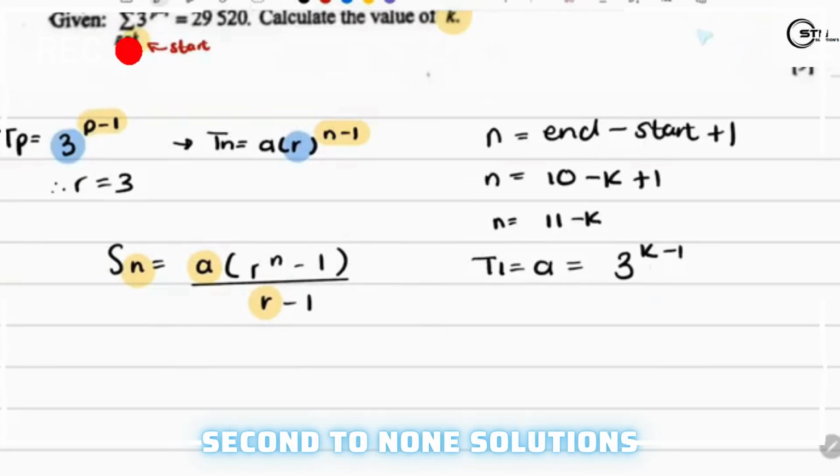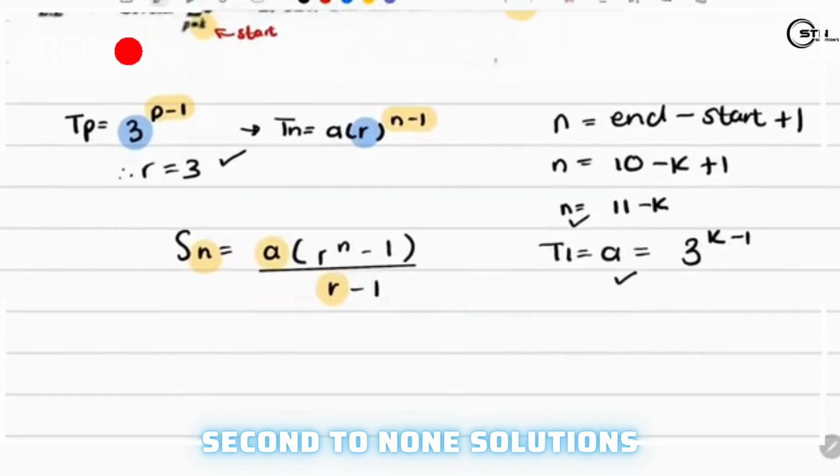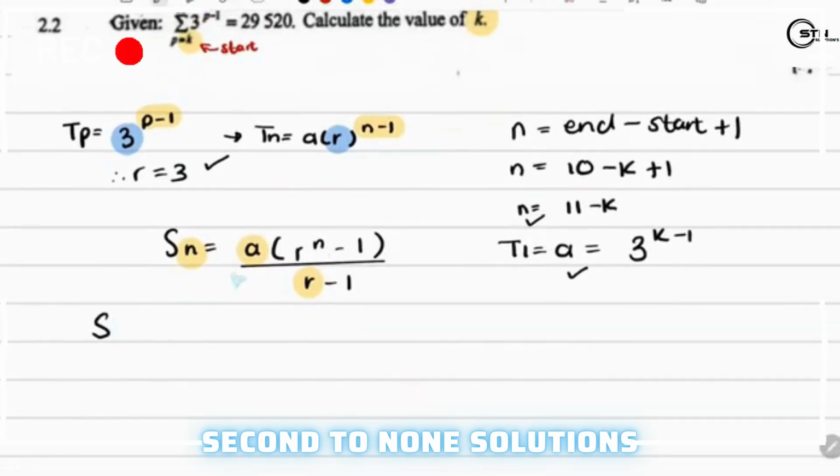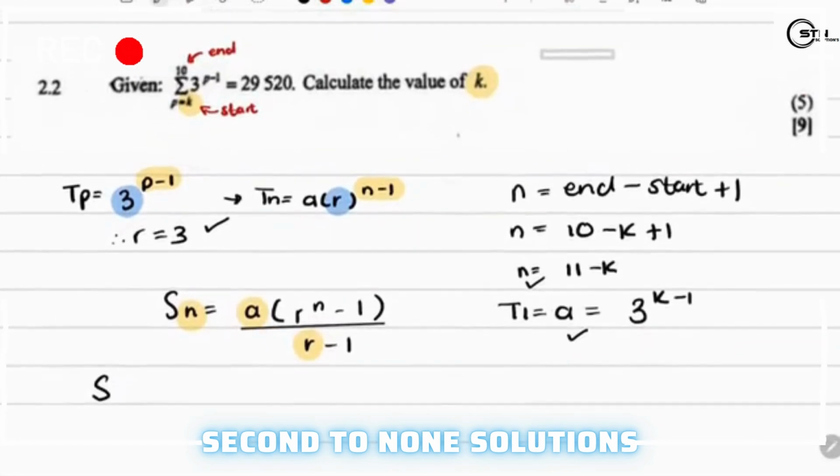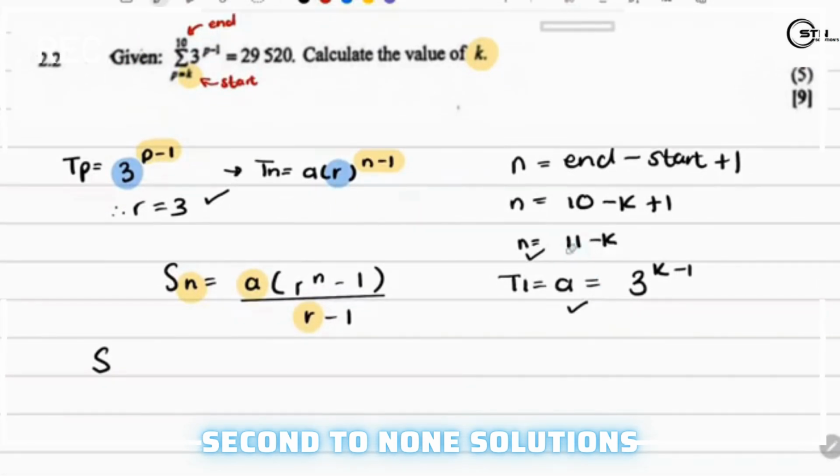Okay, so we have r, we have a, and we have n, and we are ready to start. So let's go ahead. So we have the sum of how many terms? This is the sum of n, we know is 11 minus k.